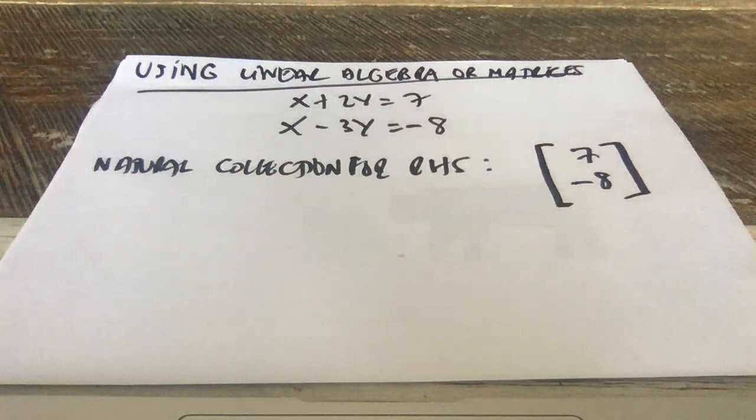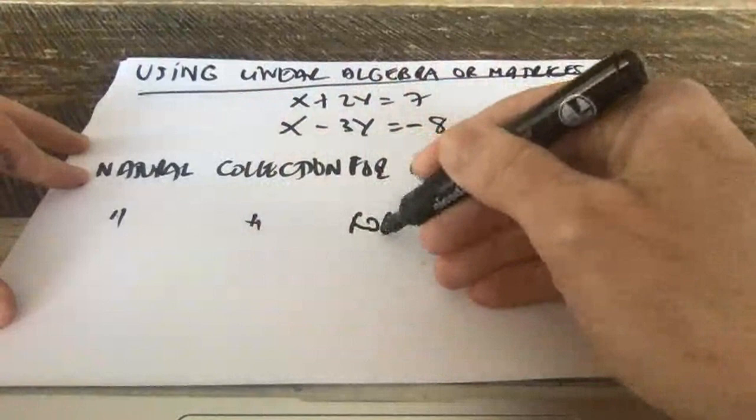Now, also, if you look at the numbers multiplying the x and y on the left-hand side, there is a natural kind of way of collecting them. So there's a natural collection for what I call the coefficients of x and y.